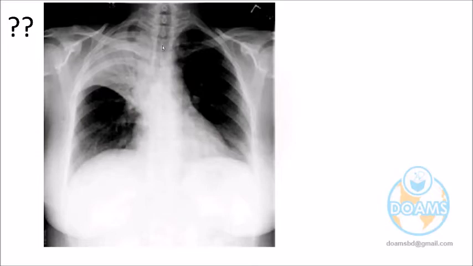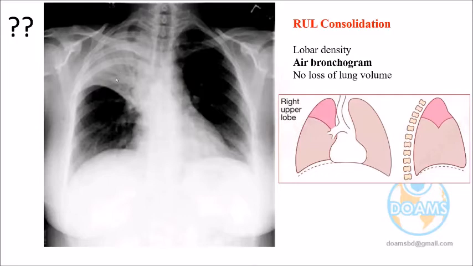You see how much clearly spine is there, clavicle is there, almost in the middle, not grossly deviated. Is there any air bronchogram within the white shadow? Air bronchogram is there. No loss of lung volume. So this is that right upper lobe consolidation. Dr. Hind now understood. Dr. Hind, clear to you.